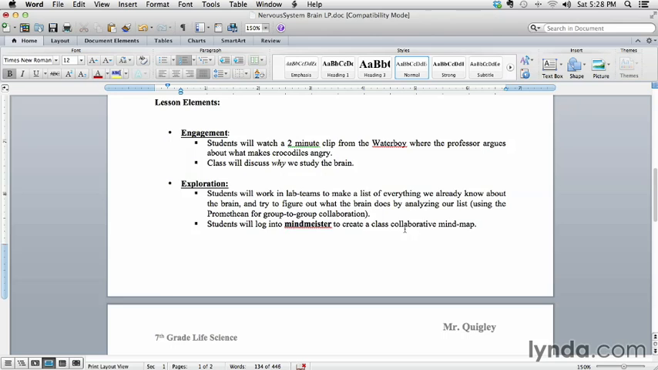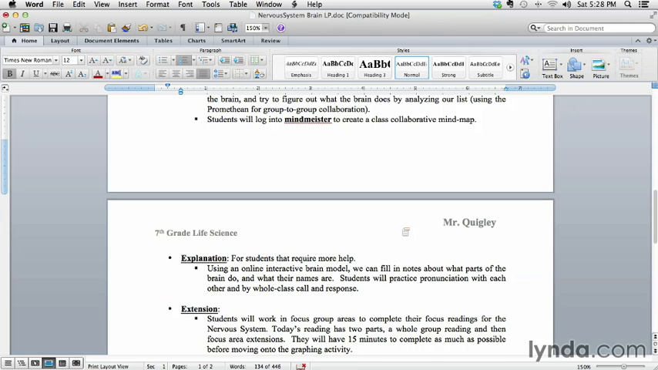various body systems. As I scroll down further, the explanation section in this lesson plan is only for students that require more help. During class time, if I have a student that is completely lost or it's very evident that they were not able to complete the prior to class instruction, I'm going to pull them to the side and give them an online interactive brain model and a guided note sheet that they can do in class.